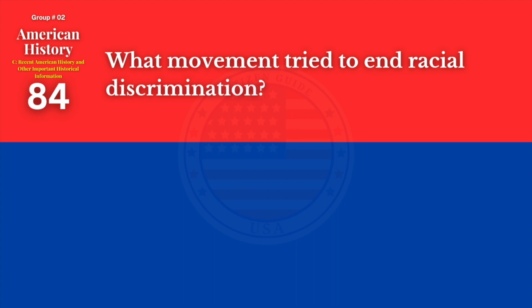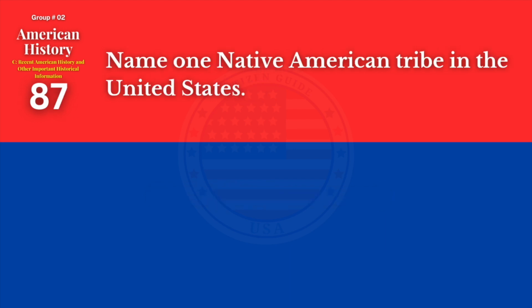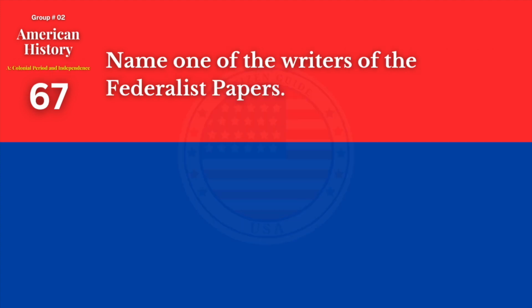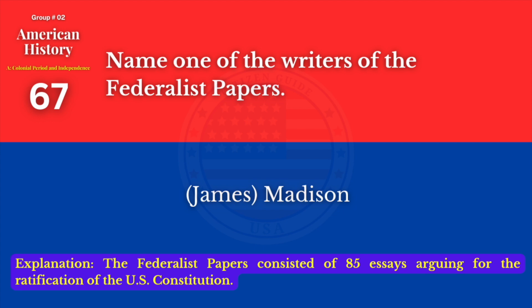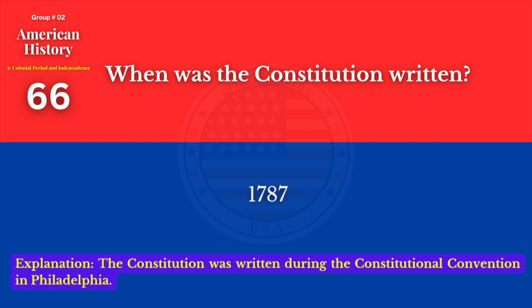What movement tried to end racial discrimination? Civil rights movement. Name one Native American tribe in the United States. Cherokee. Name one of the writers of the Federalist Papers. James Madison. When was the Constitution written? 1787.